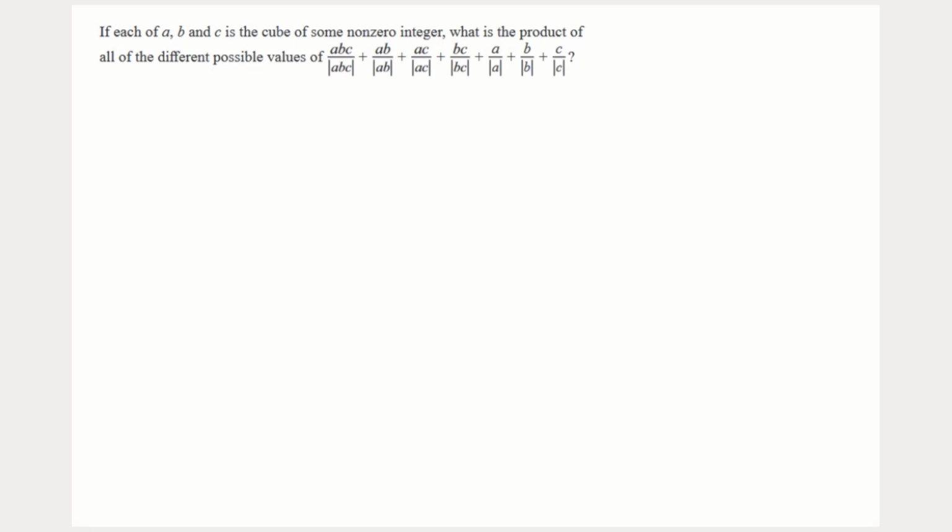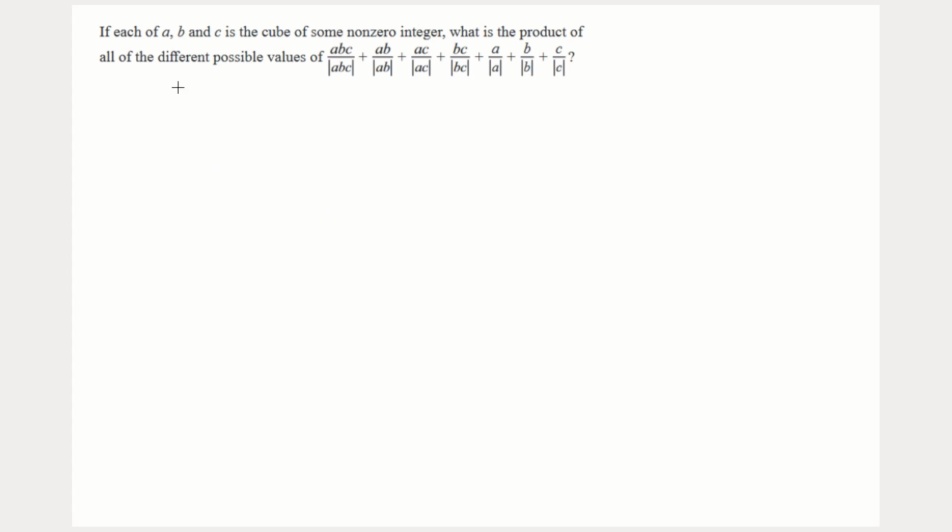Hello everyone, today we're going to be solving question number 28 from the 2023 Mathcounts chapter competition sprint round. The question reads, if each of a, b, and c is the cube of some non-zero integer, what is the product of all the different possible values of this expression?